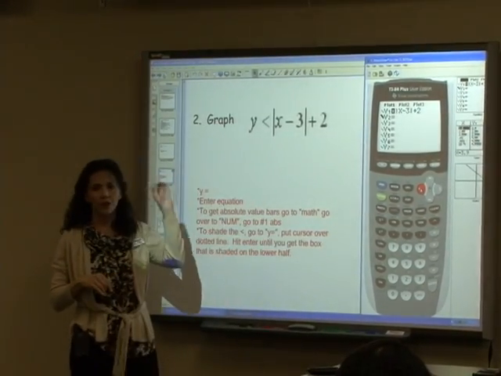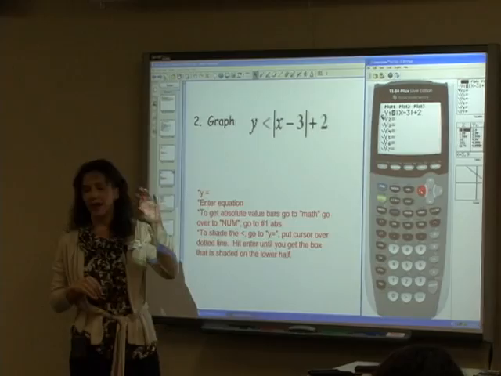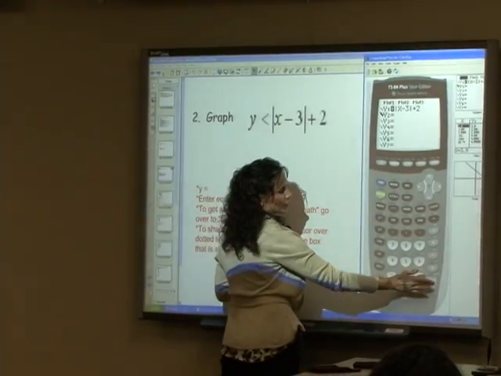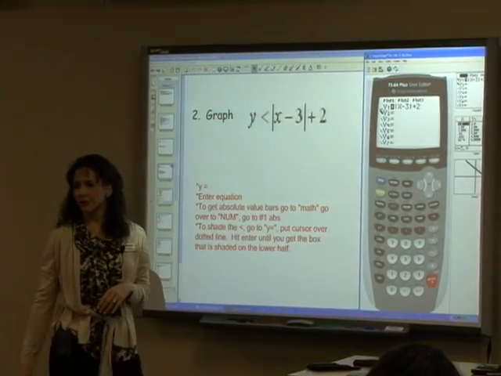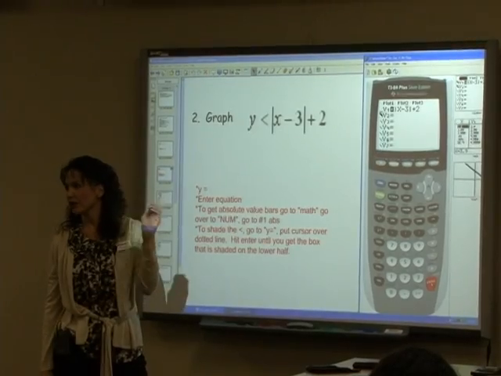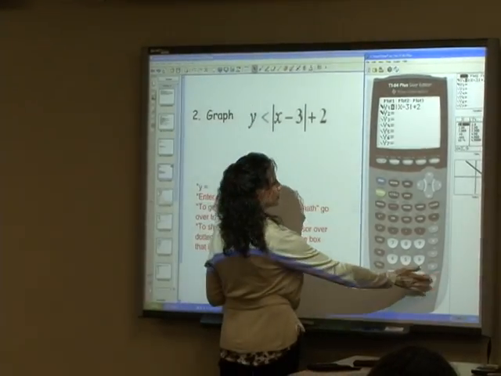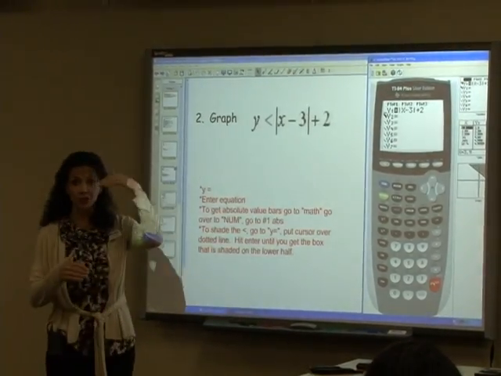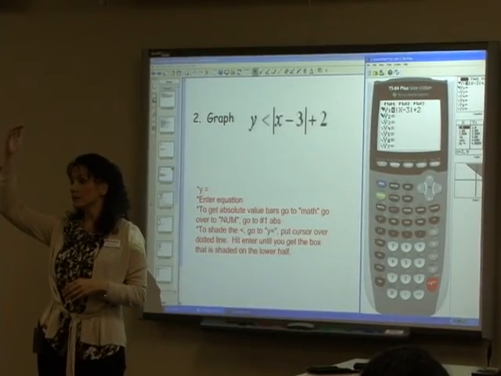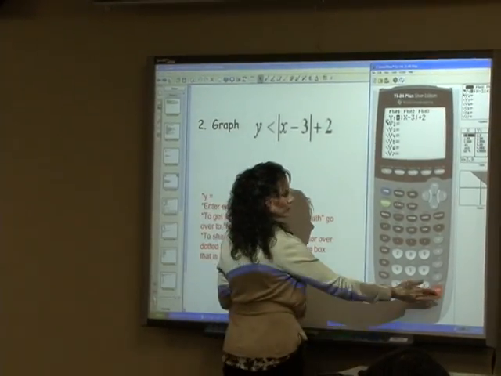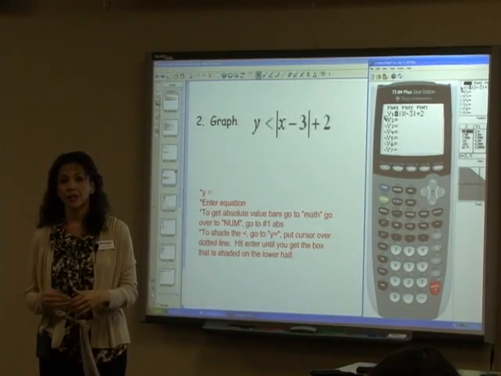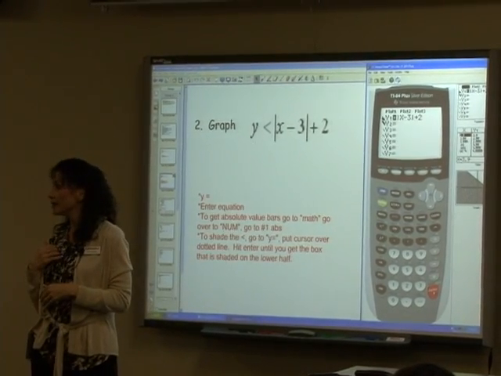And now see my cursor, it's flashing. Okay, now press enter. See how it changed? Okay, now it has a little darker line. Hit enter again. See how it's shaded above the line? I'm going to hit enter one more time. Now it's shaded below the line, which is what I want.